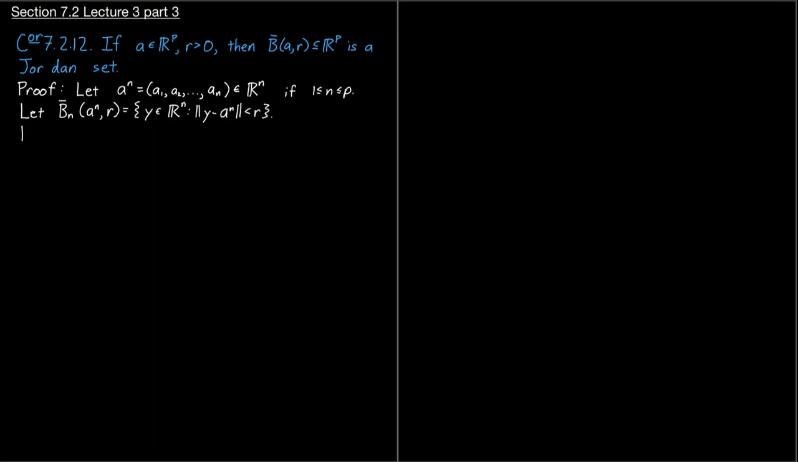Okay, now the first one, the ball in one dimension, this is just the closed interval from a1 minus r to a1 plus r. This ball is a rectangle. It's very strange to say that balls are rectangles, but in one dimension it is true. So this is a Jordan set by an earlier proposition.